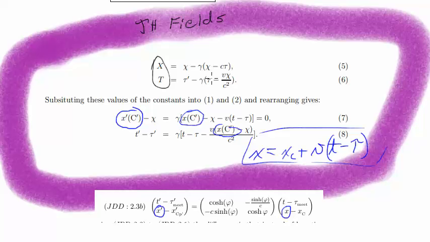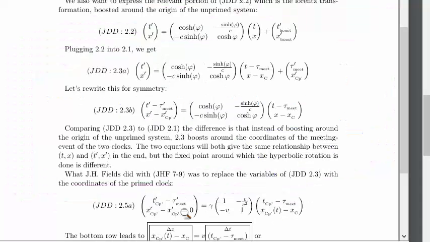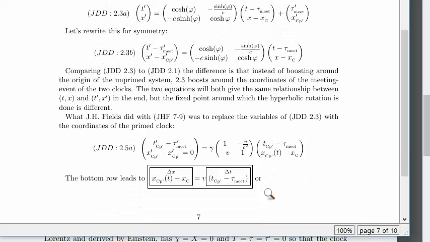So let's be very clear here that equations 7 and 8 are not the Lorentz transformations. They are the transformations for the coordinates of the primed clock. Real quickly, when you do that, you end up with a 0 over here. Because you're using the primed coordinates of the primed clock, you get a 0 over here. And you can actually solve this equation, letting that be 0, with delta x.